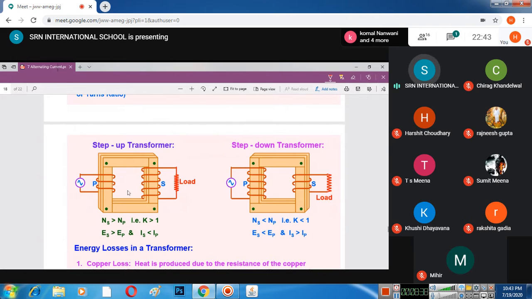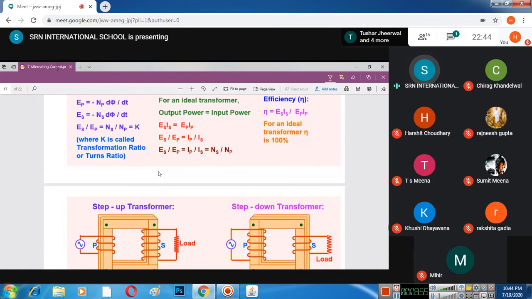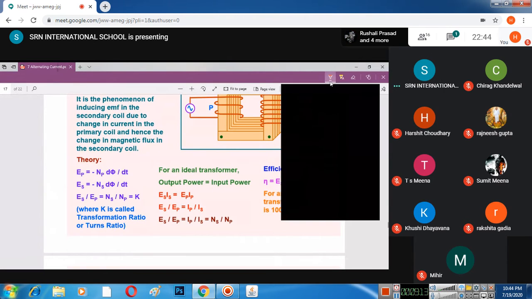And how is it transforming? It has fewer number of turns in the primary and more number of turns in the secondary. As we are increasing the number of turns, what will happen? The EMF induced will increase. By the help of Faraday's law and this equation, E is equal to N d phi by dt, if we are increasing the number of turns, that means we are increasing the amount of EMF induced. Is it clear? Yes, sir.